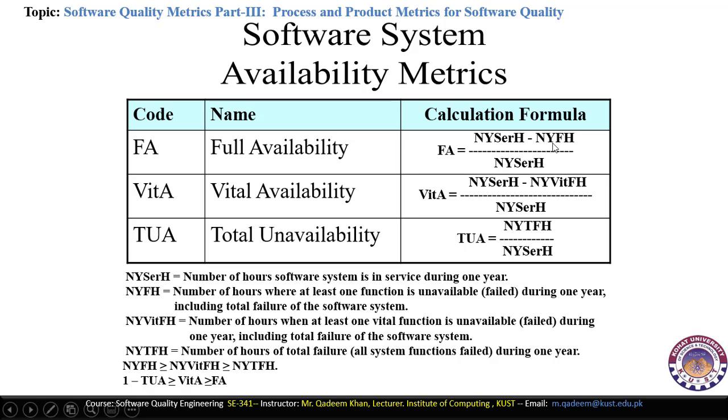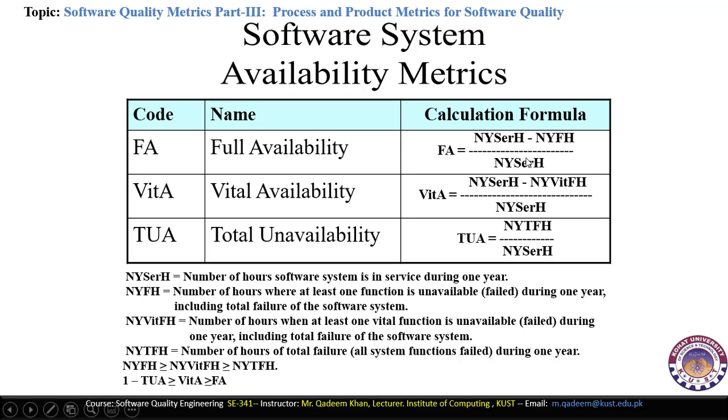NYSERH minus NYFH divided by NYSERH. So here NYSERH is the number of hours the software system is in service during the 1 year, while NYFH is the number of hours where at least one function is unavailable. That is the failed, for example, at least one function that is unavailable or failed during 1 year, and it also includes total failure of the software system, divided by NYSERH, while NYSERH is the number of hours the software system is in service during the 1 year.